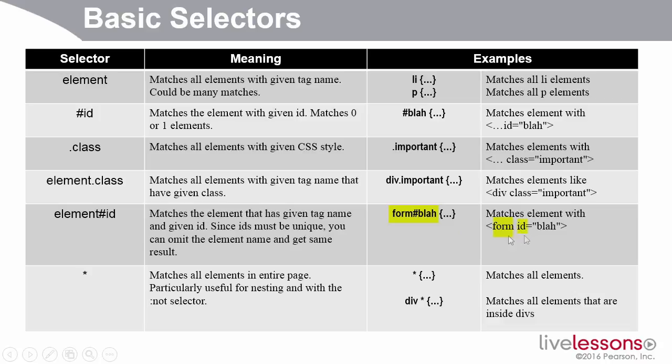And then you can have a star. A star means it matches anything. Well, what's the point of matching anything? Star is particularly used when you subtract things later with not. So rather than saying it only applies to H2s, you can say, well, it applies to everything, except not H2s. And you can kind of start with everything and subtract stuff out rather than the normal approach, which is you start with nothing and you add in. Okay, so those are the most basic selectors.